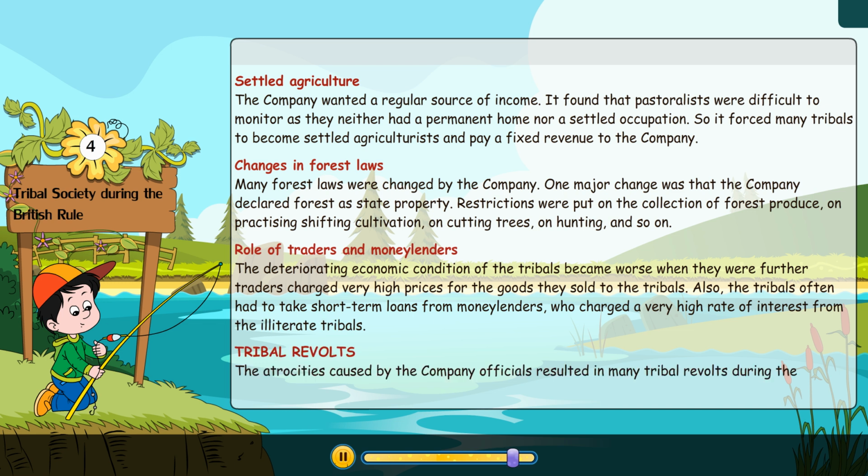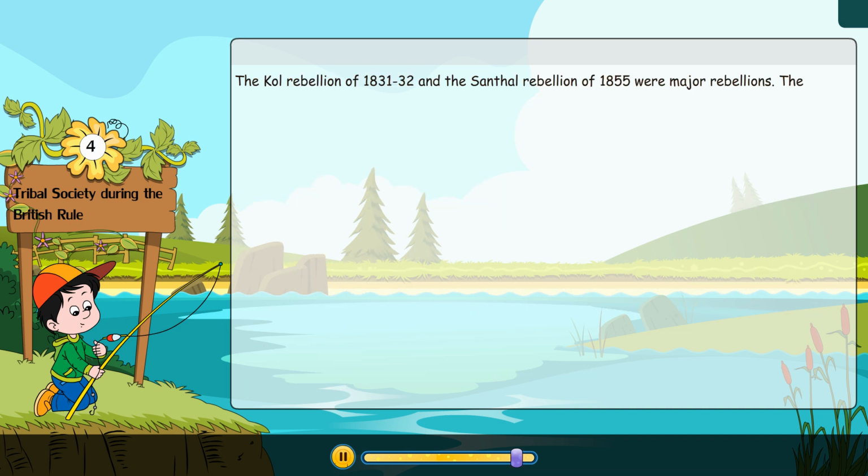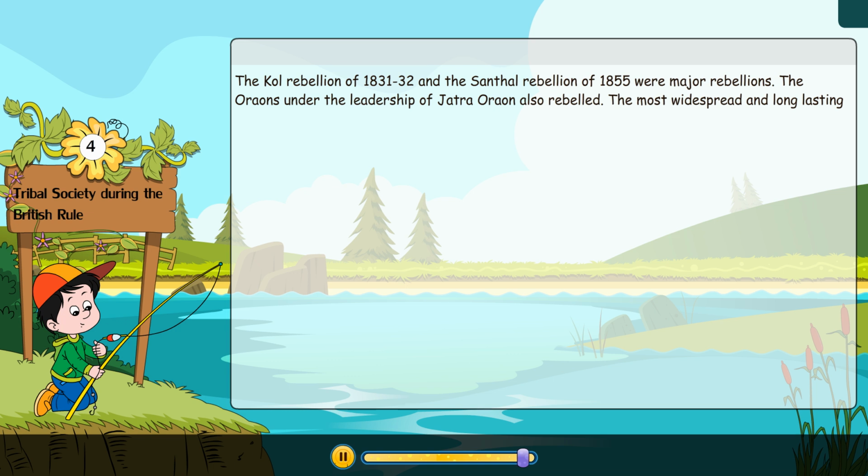Tribal revolt. The atrocities caused by the company officials resulted in many tribal revolts during the 19th century. The Kol Rebellion of 1831-32 and the Santhal Rebellion of 1855 were major rebellions. The Oraons, under the leadership of Jatra Oraon, also rebelled. The most widespread and long-lasting protest, however, was that of the Mundas.